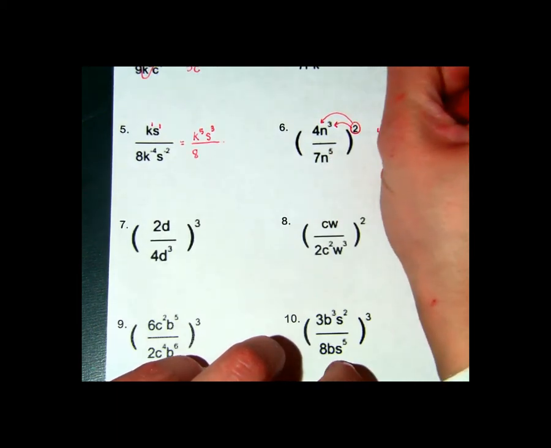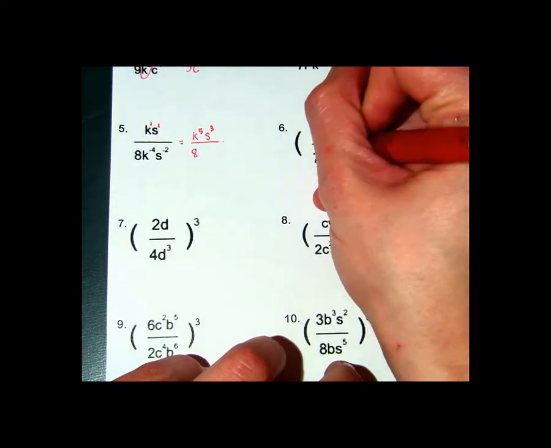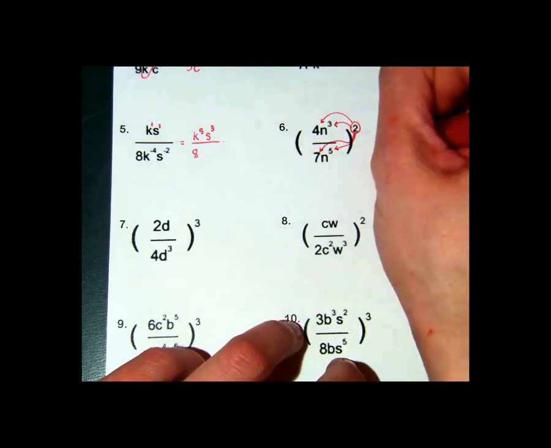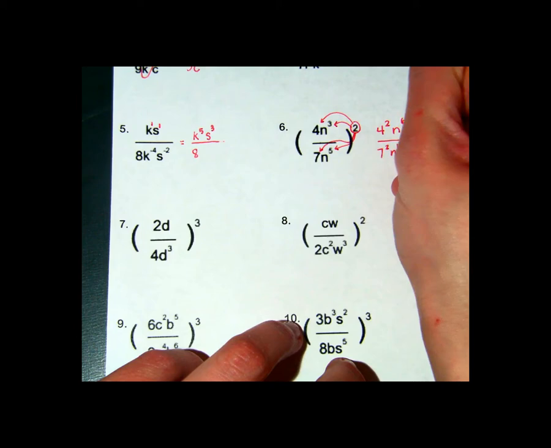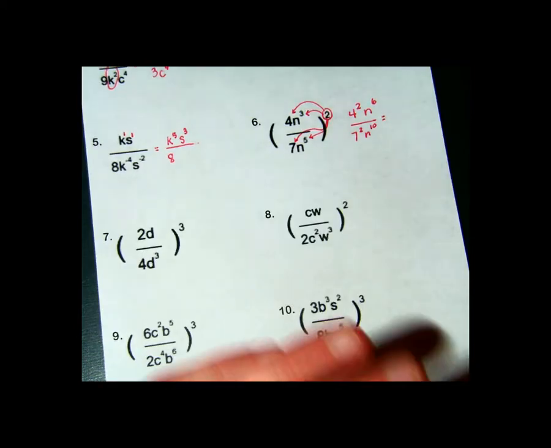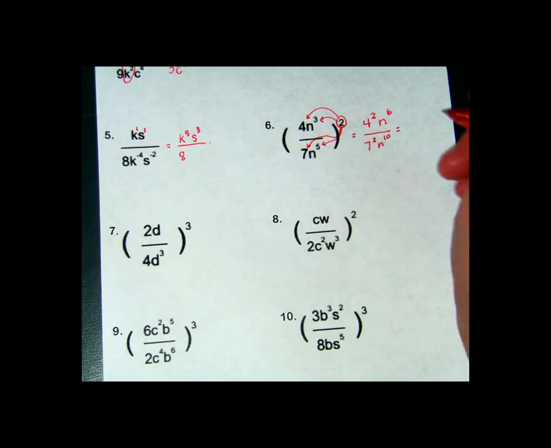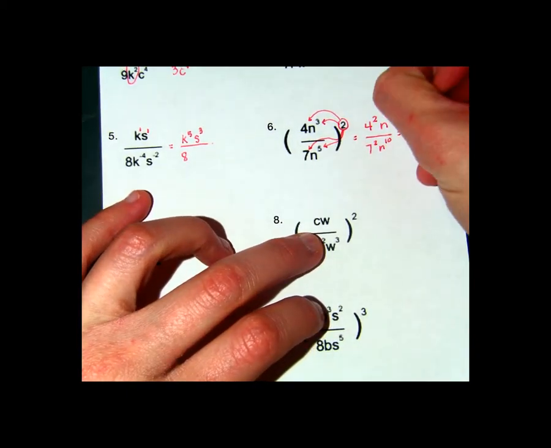4 squared to the 6th because you multiply exponents. 7 squared to the 5th there, to the 10th. 7 squared to the 10th. Then I'm going to take care of the numbers. Then I'm going to work with the exponents. I'm kind of going to do it all in the same step there. 4 squared is 16. 7 squared is 49.